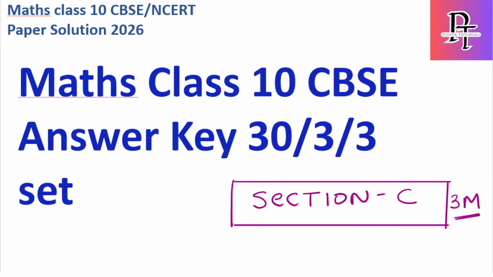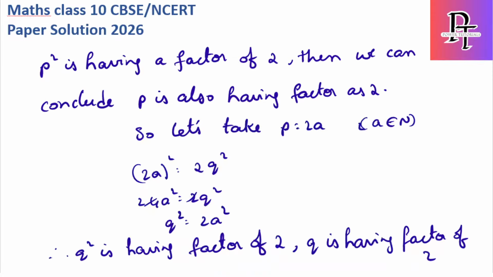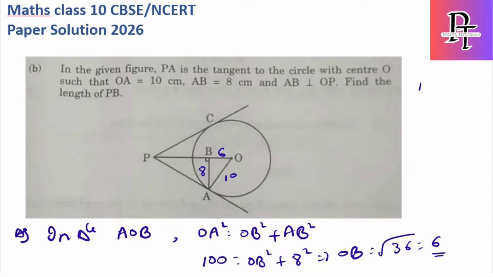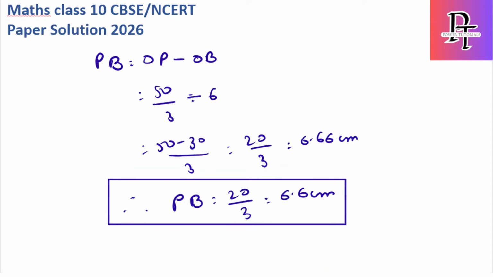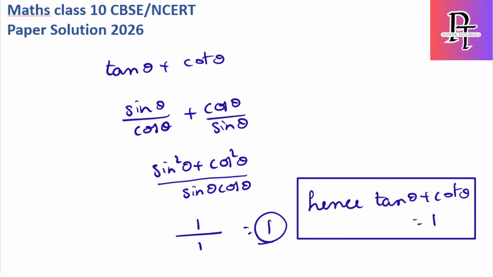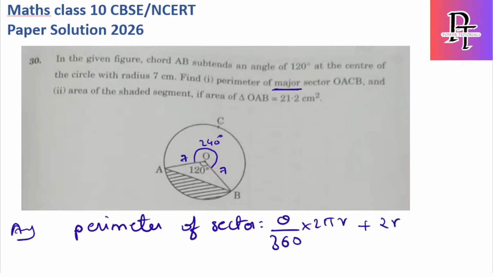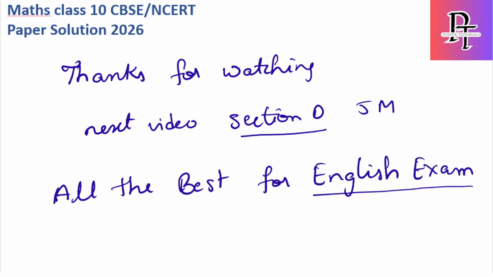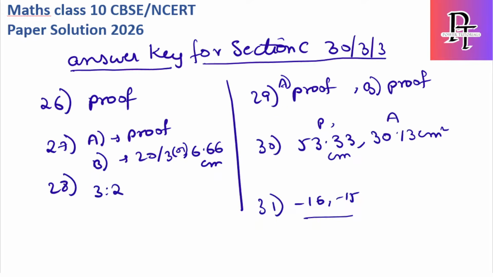In the same way, I completed section C, which is 3 marks questions. I have tried my best to keep it simple so that everyone can understand each and every step. Till 29B and 31 is the last question. Now this is the answer key for section C. If you want only the answer key to validate your answers, you can directly check this sheet instead of checking each and every slide.